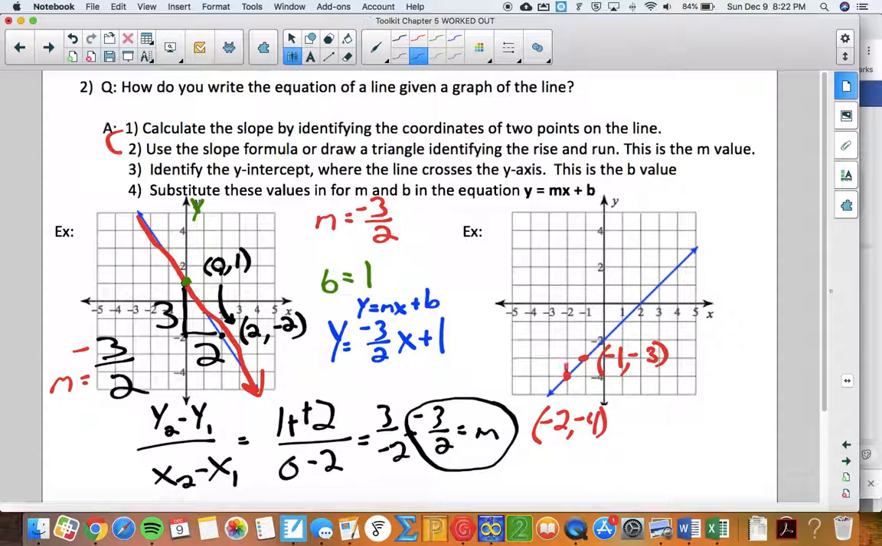So it looks like we're going up 1 and right 1. So the slope is 1 over 1, which is really just 1. And the y-intercept here is -2. So that's your b value. So now substitute these into slope-intercept form. So 1 goes in place of m, and -2 goes in place of b.